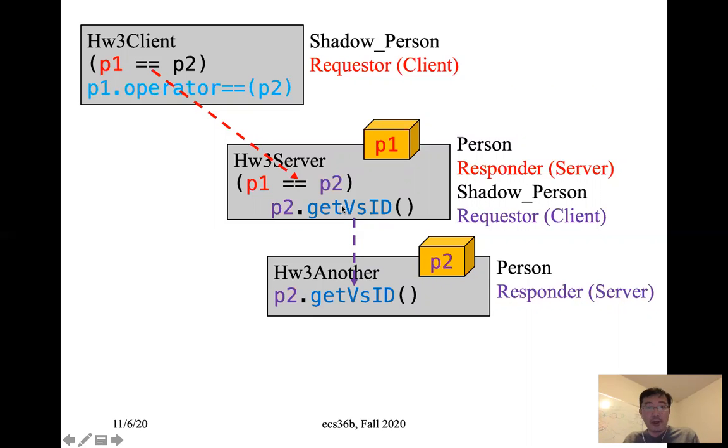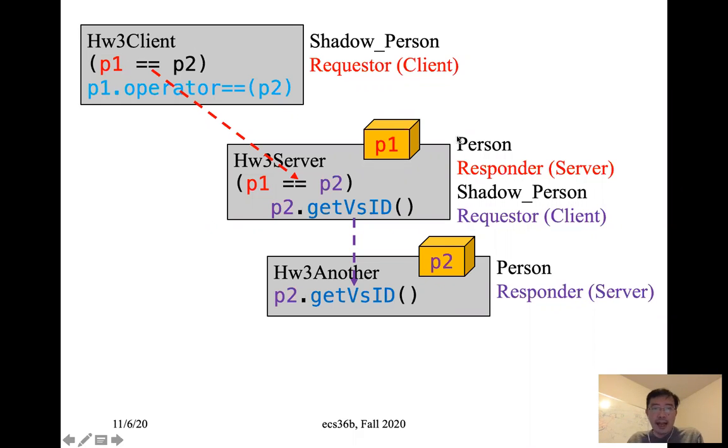Now the HW3 server is the requester, it's a client, and HW3 another is the server. So again, this is not based on the name of the program, but just based on the relationship of any kind of call you try to provide as a service. Okay, so that's what we see for the interesting part.